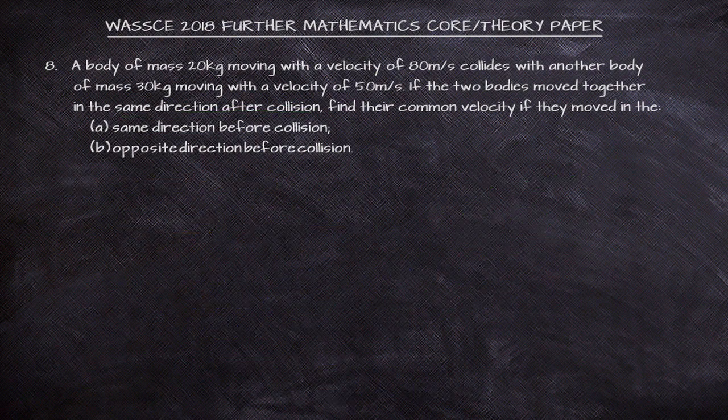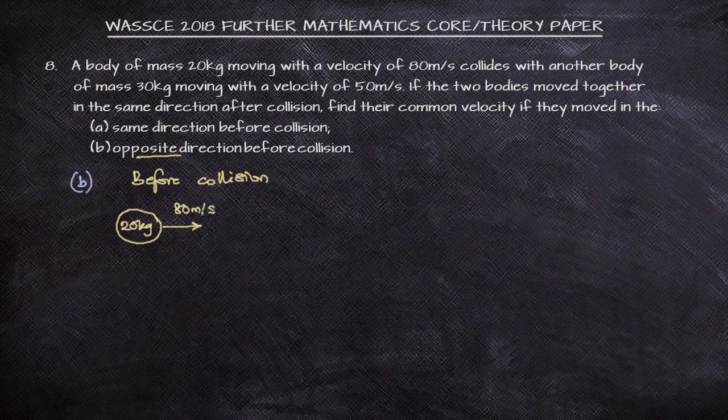So if you are to go to our question number B, we are now told that if they are moving in the opposite direction before collision, we have to find their common velocity after the collision. So again, if you are to analyze this, before collision, we have the 20 kilogram body and the 30 kilogram body moving in opposite direction. So we have 20 kilogram. Let's say that is moving in the positive x-axis. We have 80 meters per second.